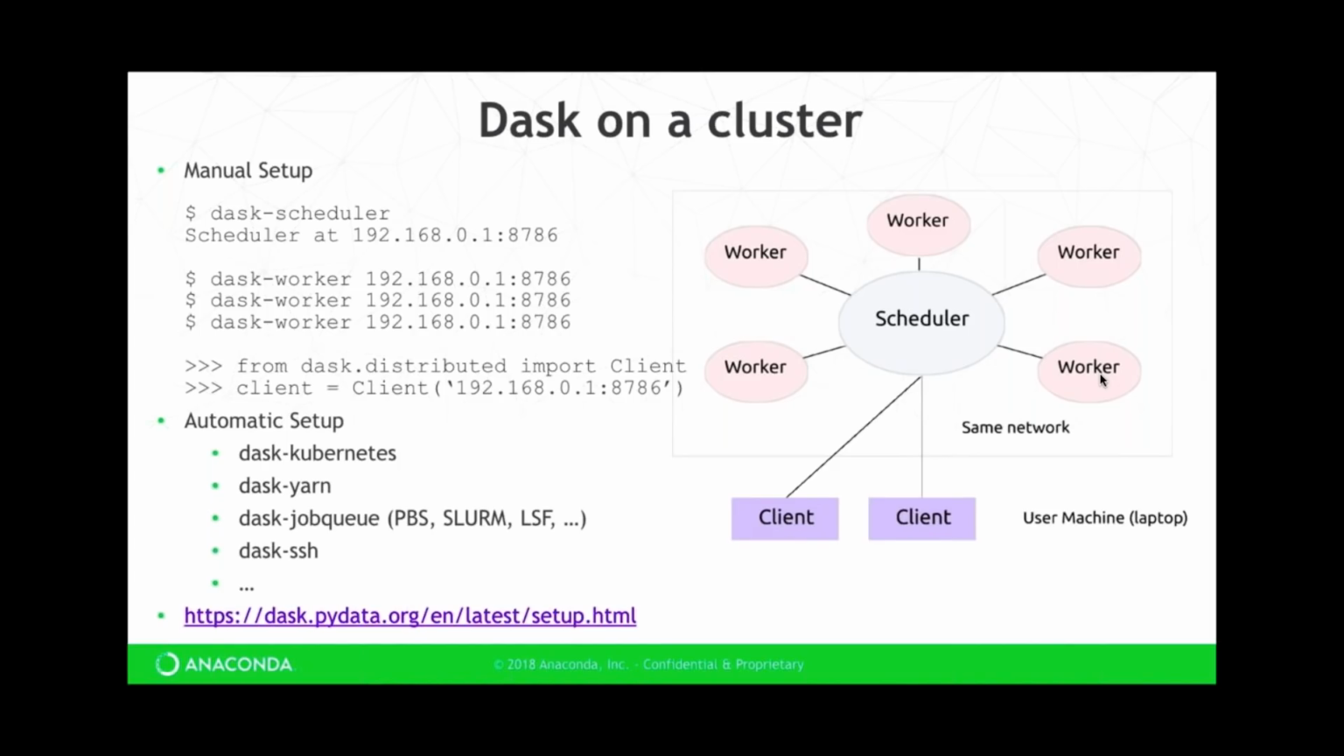In practice, very few people set up Dask this way. There's a variety of automatic tooling for Kubernetes, for Yarn, for traditional high-performance computing schedulers that's available, and you should use that instead. These make it very easy to set up Dask on a variety of clusters from Jupyter Notebooks or from any other system. If you want to learn more about this, I recommend going to the documentation at dask.pydata.org. There's a variety of details about how to set up Dask well.